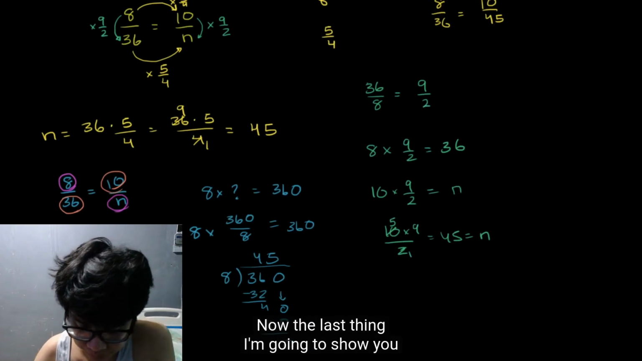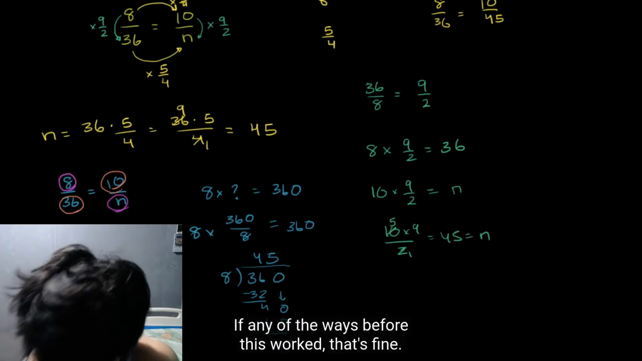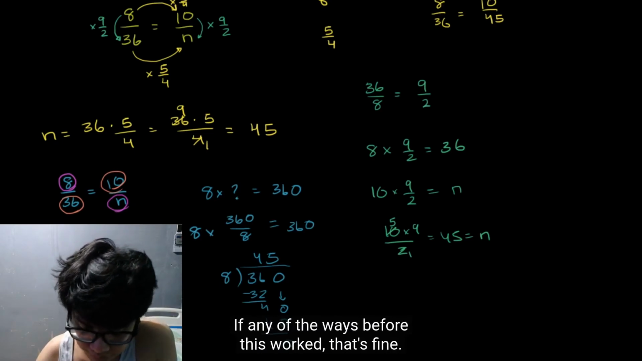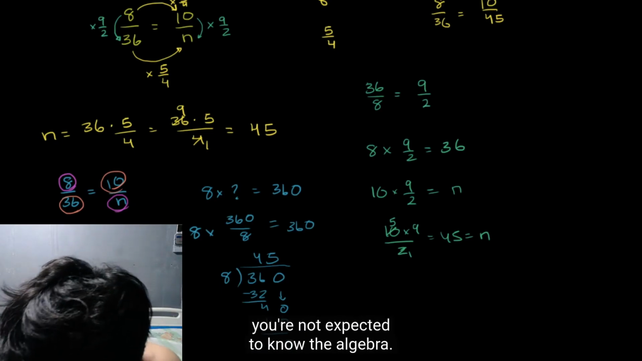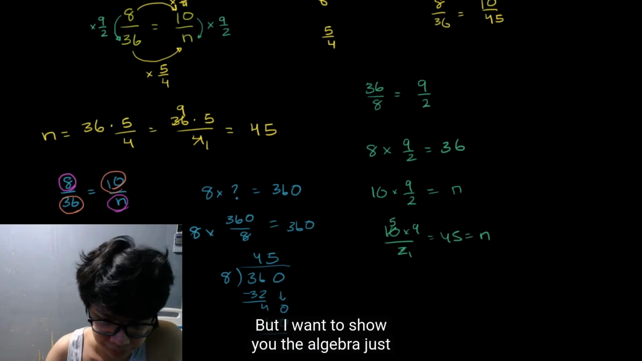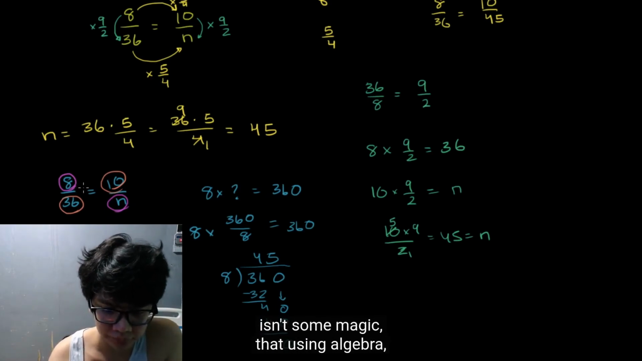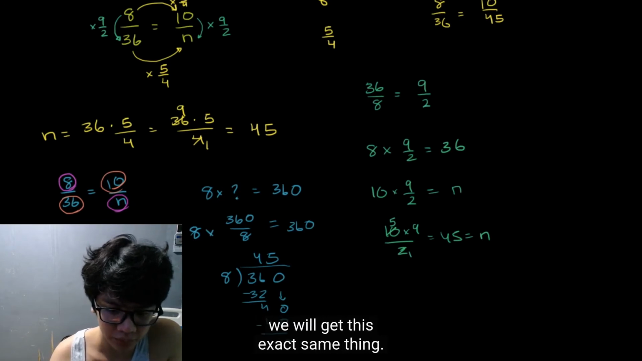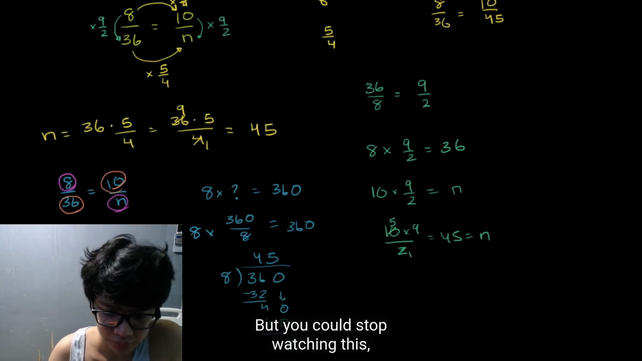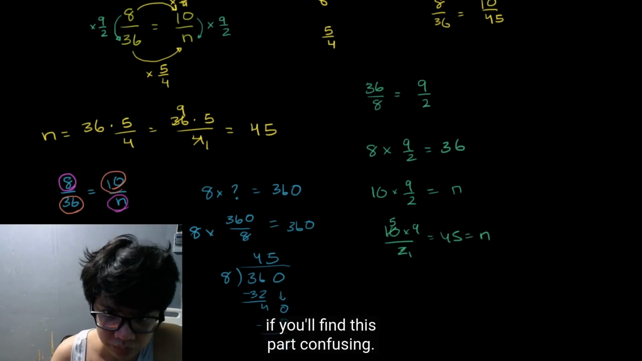Now the last one I'm going to show you involves a little bit of algebra. If any of the ways before this work, that's fine. And where this is sitting in the playlist, you're not expected to know the algebra, but I want to show you the algebra just because I wanted to show you that this cross multiplication isn't some magic. That using algebra, we will get this exact same thing. But you can stop watching this if you find this part confusing.